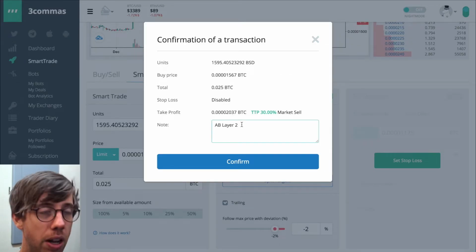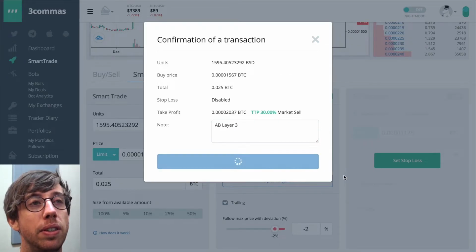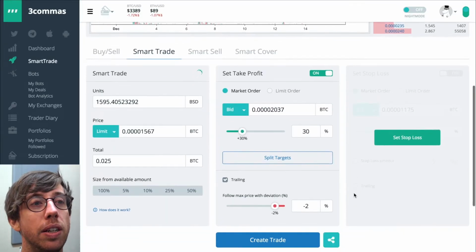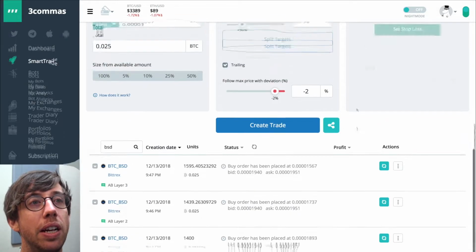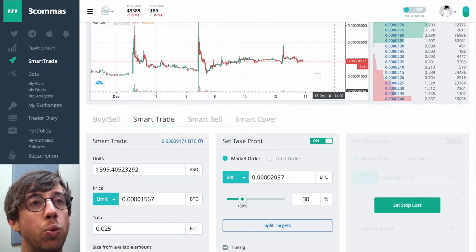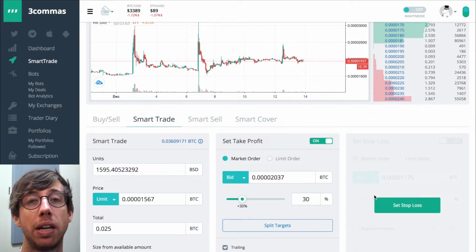And now this is our third layer down. And now I have 3 layers. Layer 1, 2, 3. I have my set buys at 1893, 1737, and 1567. And they're all aiming for that 2087 price to sell.